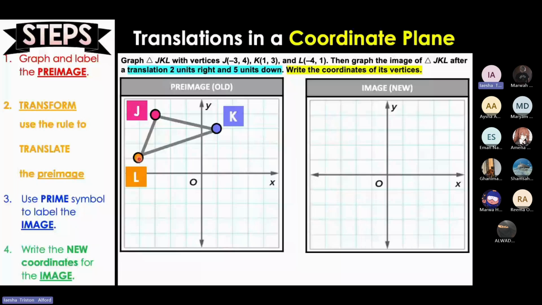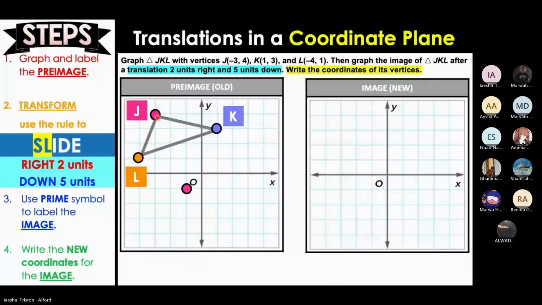If you keep reading, they ask you for a translation. We want to move everything 2 units right and 5 units down. So this is just a counting game. Each point has to move 2 right, 5 down. So from J, 2 right, 5 down. From K, 2 right, 5 down. From L, 2 right, 5 down.